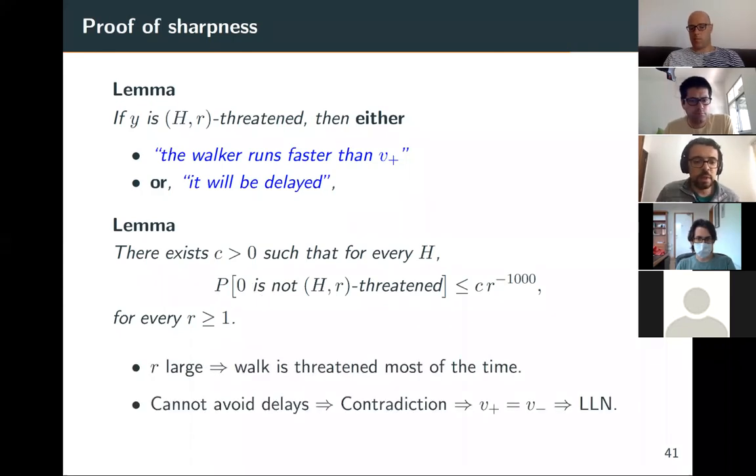We conclude by taking R large, so that any trajectory is going to be threatened most of the time. And since it's threatened most of the time, it cannot avoid delays, because it cannot run faster than V plus often. This generates a contradiction in the definition of V plus, because if you get delayed with respect to V plus, then V plus shouldn't be V plus, it should be a little bit smaller, because V plus was the first one that's hard to go faster than. This is a contradiction to the fact that V plus is bigger than V minus. And this finally gives us the law of large numbers.